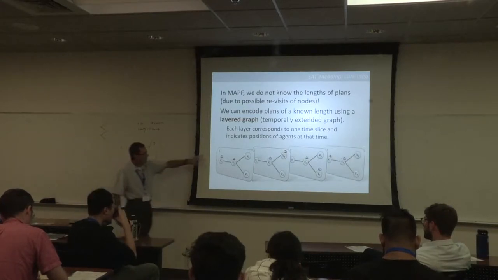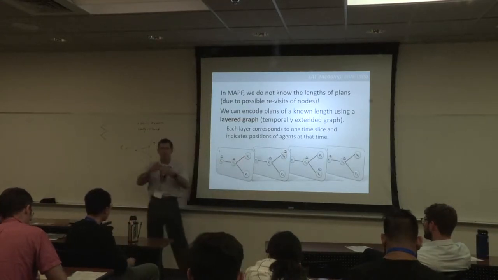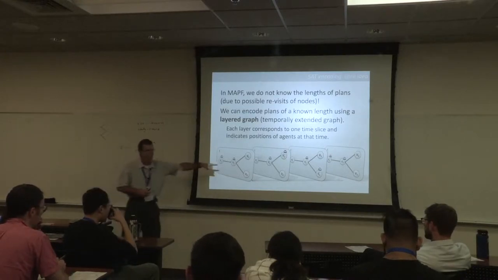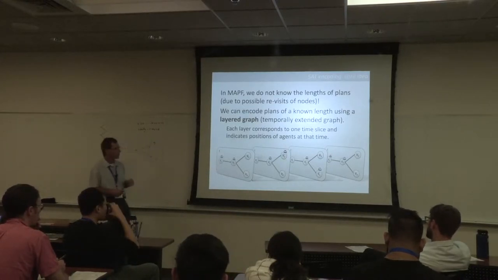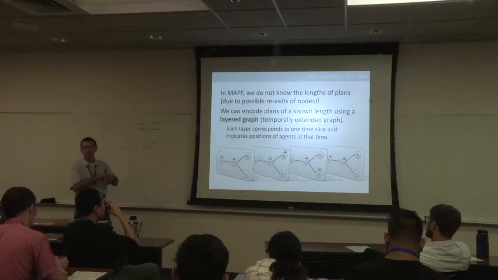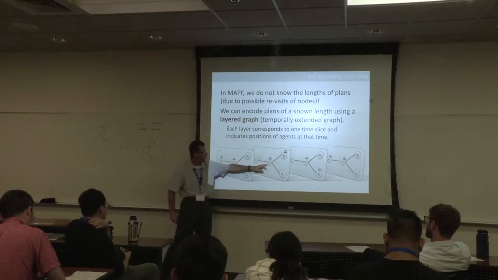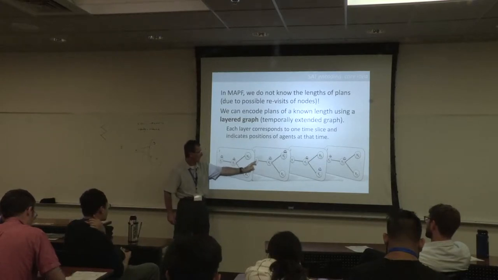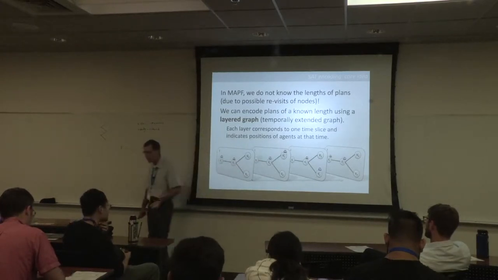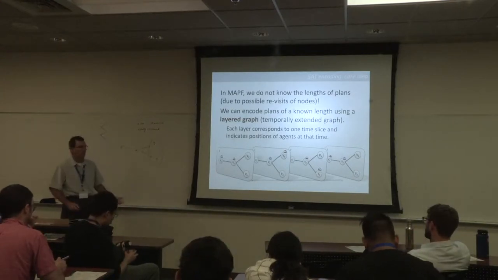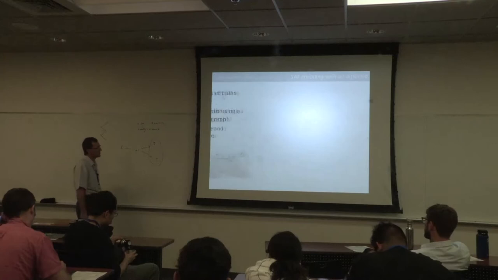So for each of these layers, we have a SAT formula describing a correct location of agents, and we need to connect these two formulas describing the correct transitions, meaning if the blue agent is here, it can be in the second layer, where it can stay at V1 or it can move to V2. So we need to encode states and we need to encode transitions, and that's basically it, okay?